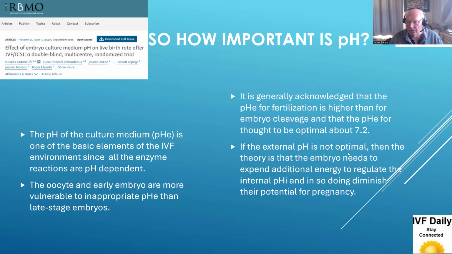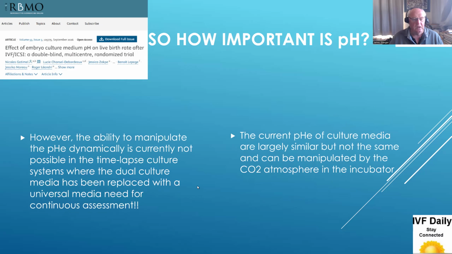If the external pH is not optimal, then the theory is that the embryo needs to expend additional energy to regulate the internal pH, pHi, and in so doing diminishes its potential for pregnancy. So this, I think, is the reason why the wrong pH is not good: the embryo has to work harder to maintain the internal pH that it wants, and has to do that by expending its energy reserves. However, the ability to manipulate the pH externally and dynamically is not currently possible in the time-lapse systems where the dual culture media has been replaced with a universal media for continuous assessment. And the current pH of culture media is largely similar in all the different manufacturers, but they're not exactly the same.